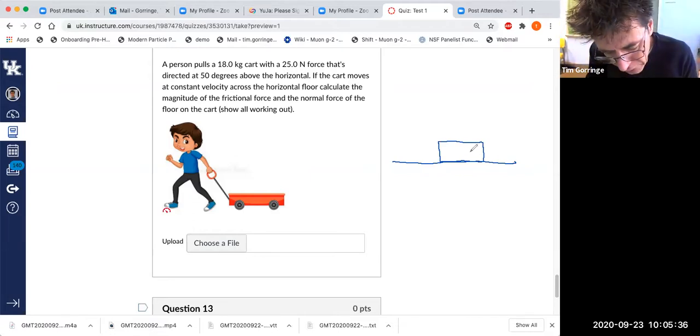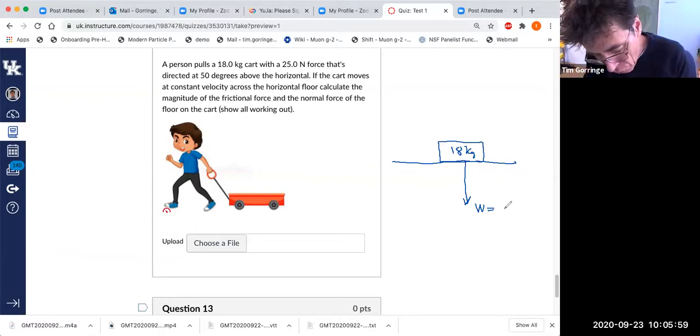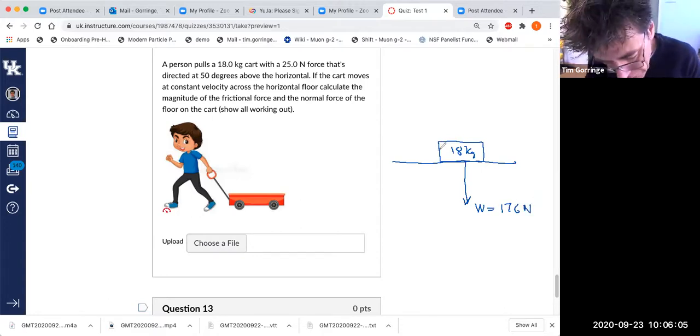So the first thing I'm going to do, here's the cart. We know it's 18 kilograms. And then I'm going to add to this picture the forces that are acting on the cart. So one force obviously is the weight of the cart. And we know that because we know the mass. So if you calculate the corresponding weight, that's 176 newtons.